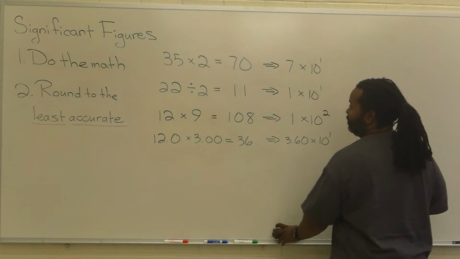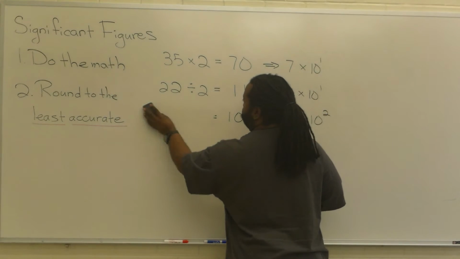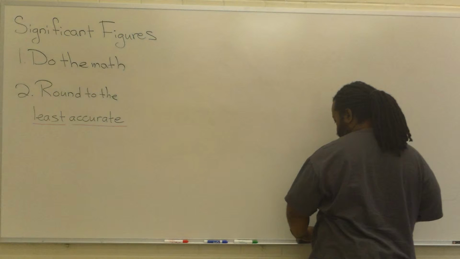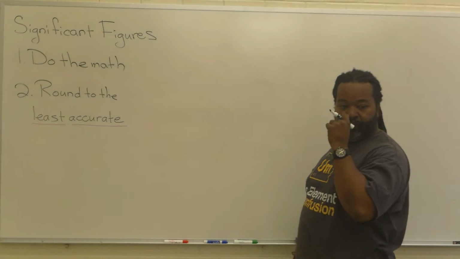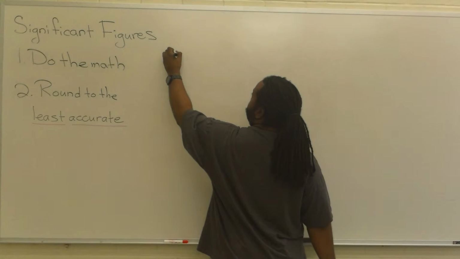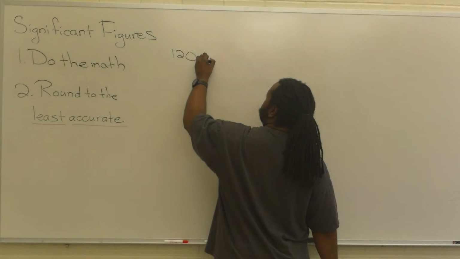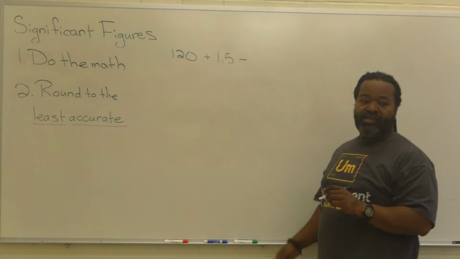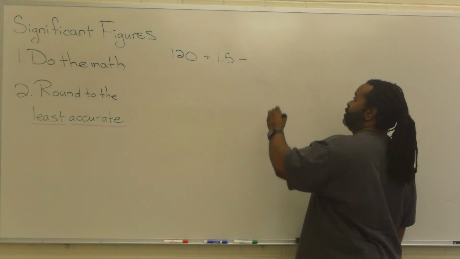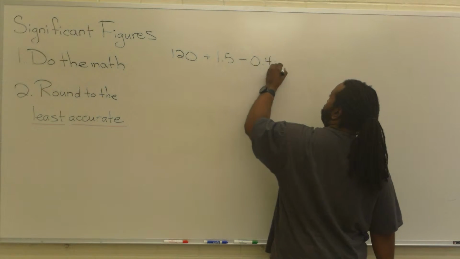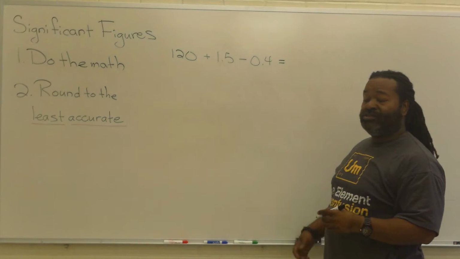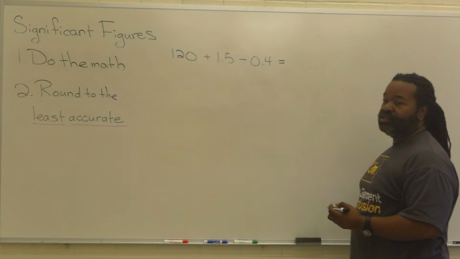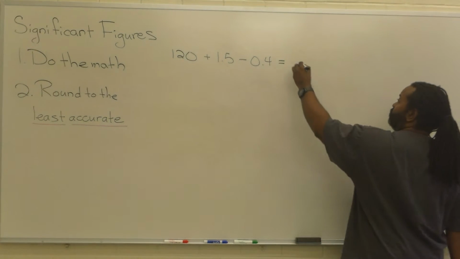Let's do a couple of examples using addition and subtraction. So first up, let's do the following. 120 plus 1.5 minus 0.4. So step 1 says do the math. So if we add all of this up, that's 121.1.